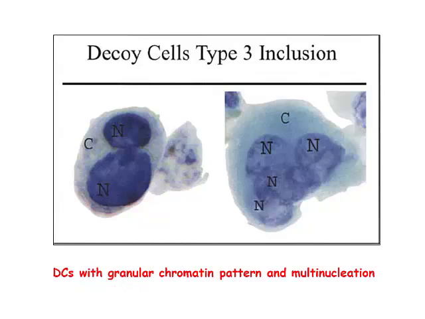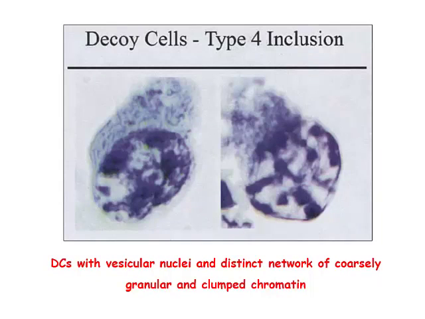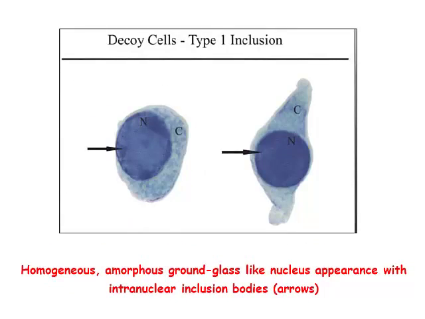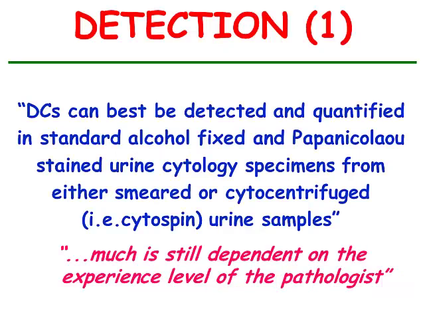Then we have phenotype type 3 with multinucleated cells, which in our experience is rather rare. And then we have type 4 decoy cells with coarse granules of chromatin and the vesicular appearance. And what is the best way to identify these cells? This is the statement of the expert.